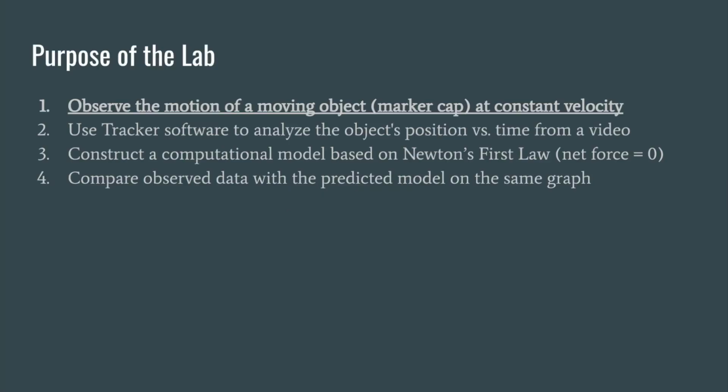So the purpose of this lab was to observe the motion of a moving object, which in this case was an expo marker cap at constant velocity. We used tracker software to analyze the object's position versus time from a video that we uploaded. We then constructed a computational model using code based on Newton's first law, and then we compared observed data with the predicted model on the same graph.